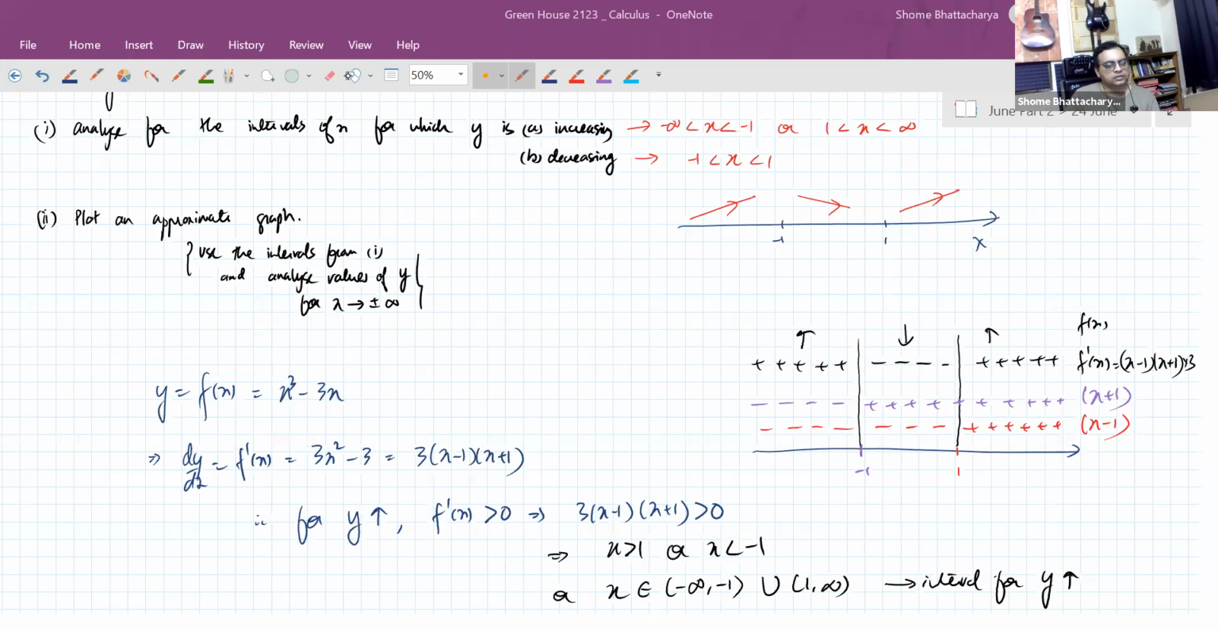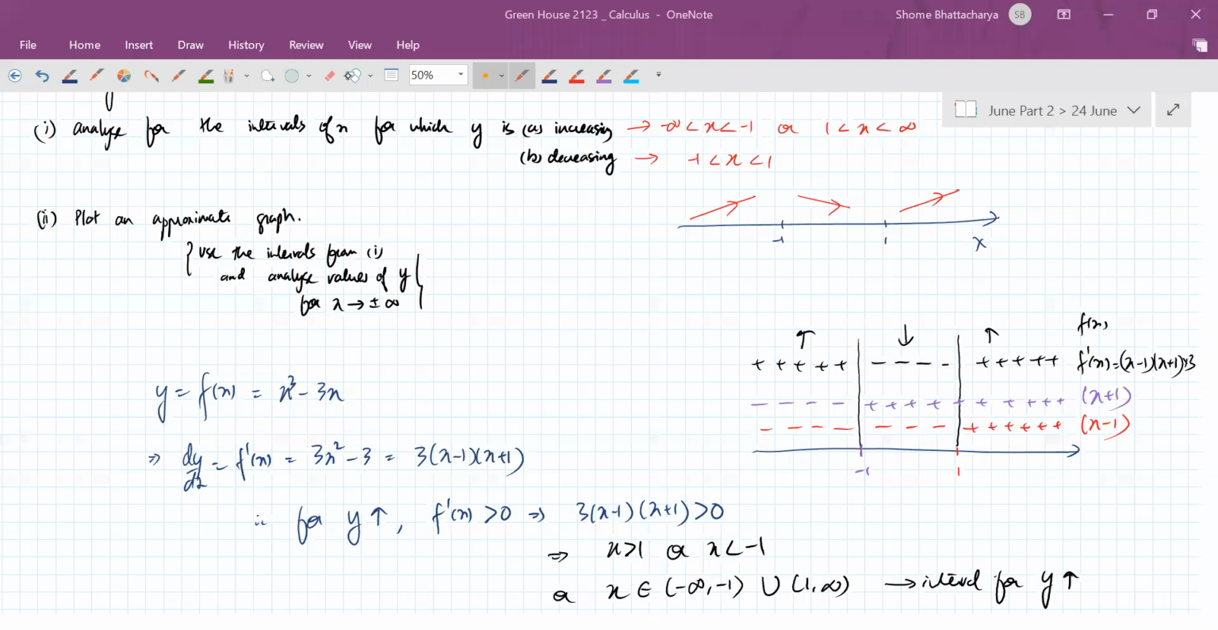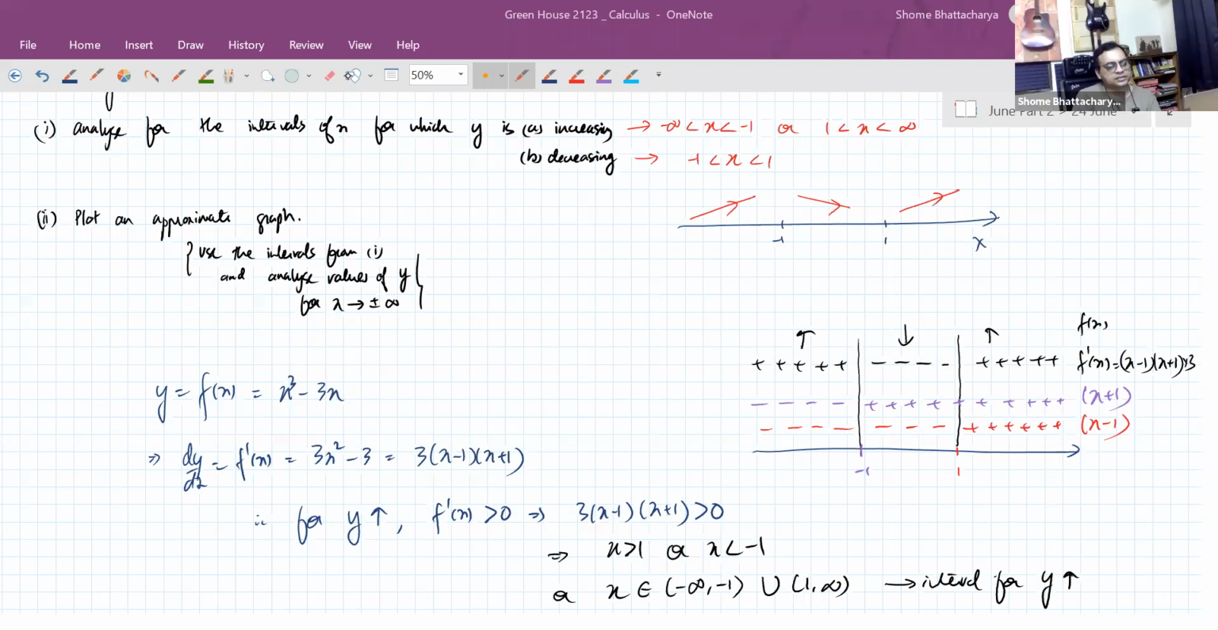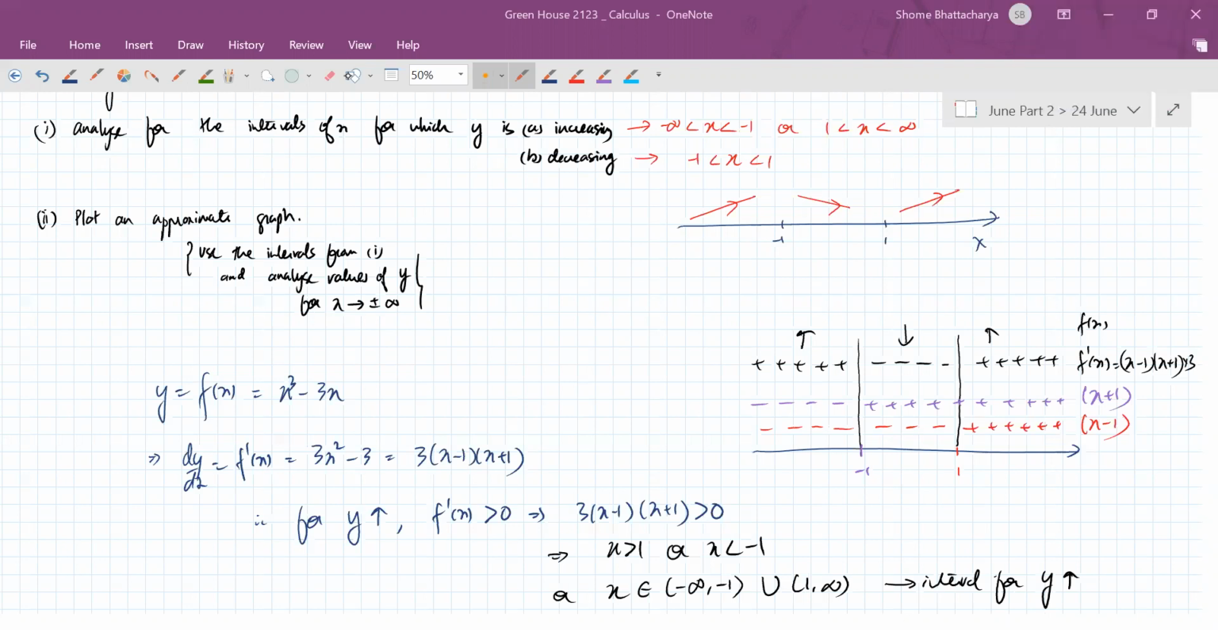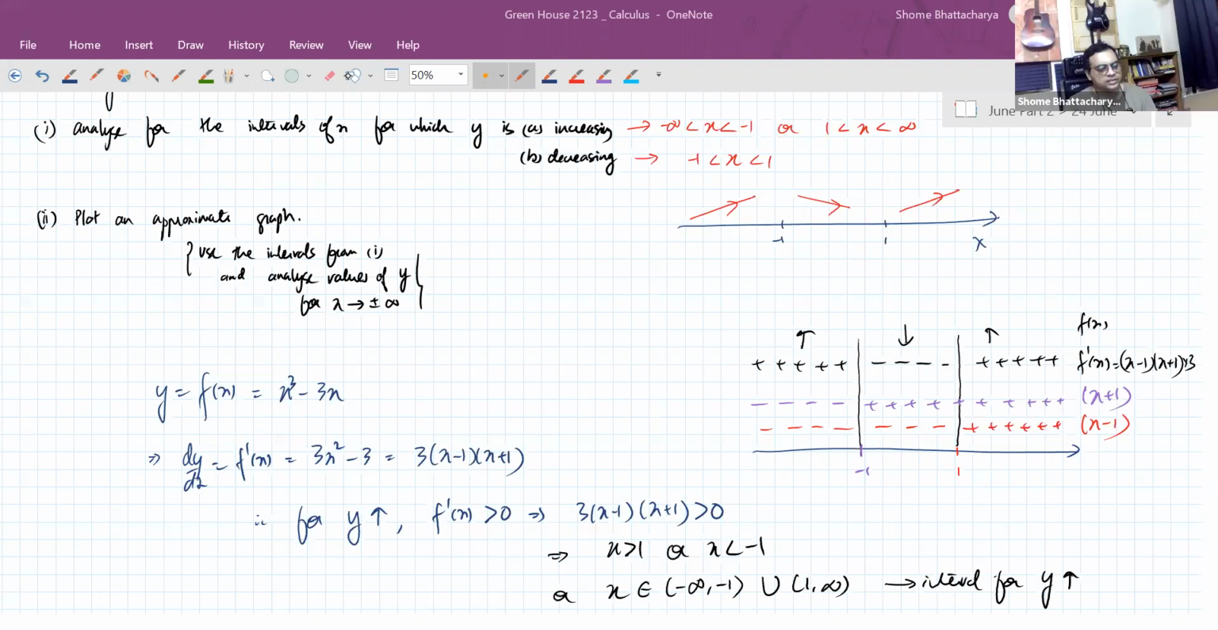Right? And so at x equals 0, it would be again negative, it's minus 3. So even at 0, it's decreasing, na, as a function. So anything greater than minus 1 or less than 1, it is decreasing because dy by dx is negative. Got it, no?